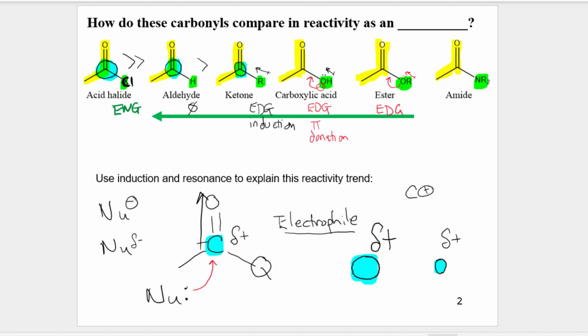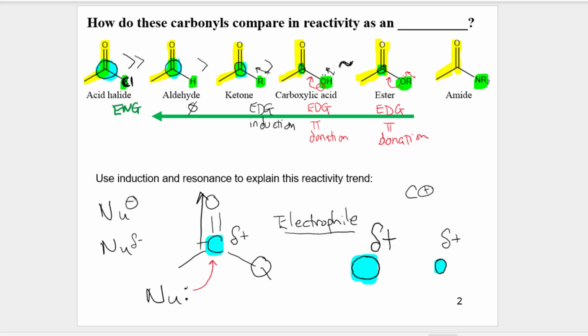So it might not be surprising that the reactivity of a carboxylic acid and an ester are actually about the same. And a ketone is more reactive than both of those. So we've decreased that electrophilicity again. Still electropositive, it's just diminishing.